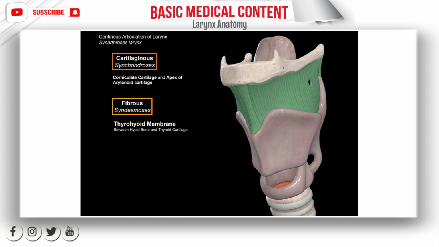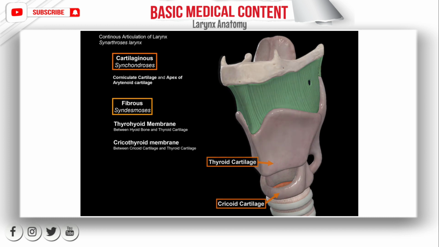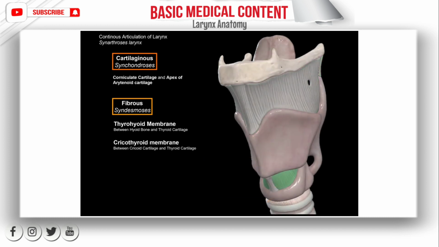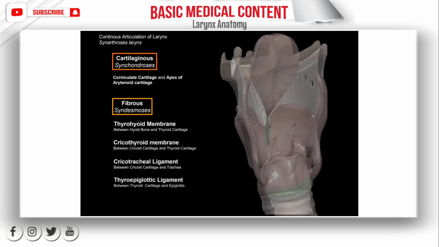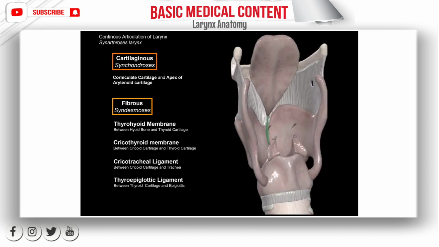Next, we have the cricothyroid membrane, which lies between the thyroid cartilage and the cricoid cartilage. So it's this one. The cricothyroid membrane is made up of two ligaments. One of them is the median cricothyroid ligament, and the other one is the lateral cricothyroid ligament, or conus elasticus. The conus elasticus is really important, and I'll talk briefly about it later in this video. Then there is the cricotracheal ligament between the cricoid cartilage and the trachea, as you see here. Then we have the thyroepiglottic ligament, which is this one, connecting the epiglottis to the thyroid cartilage.